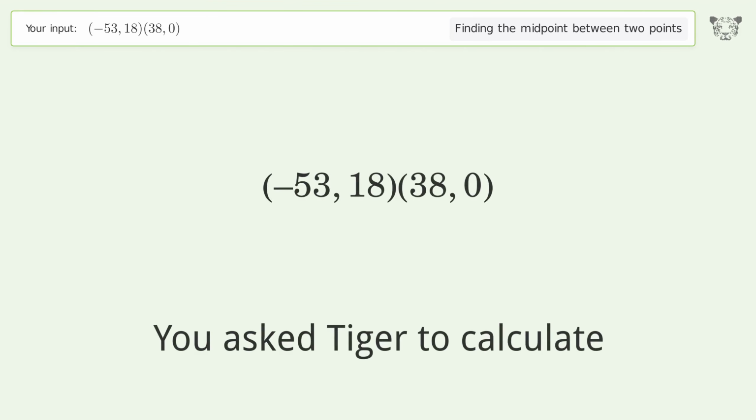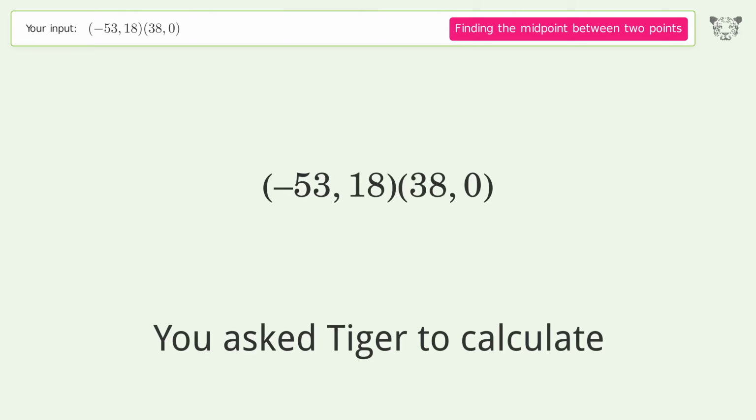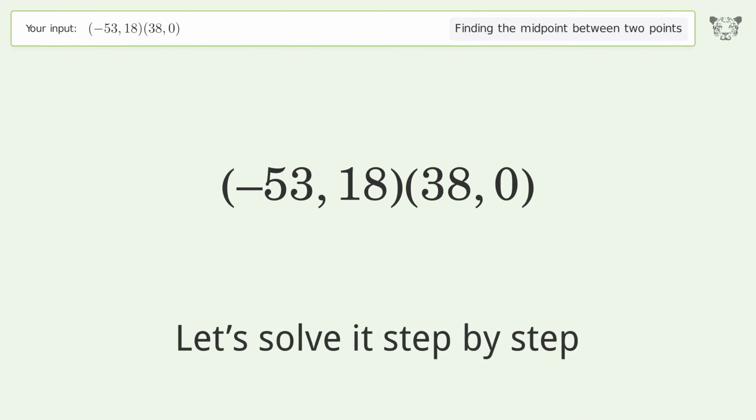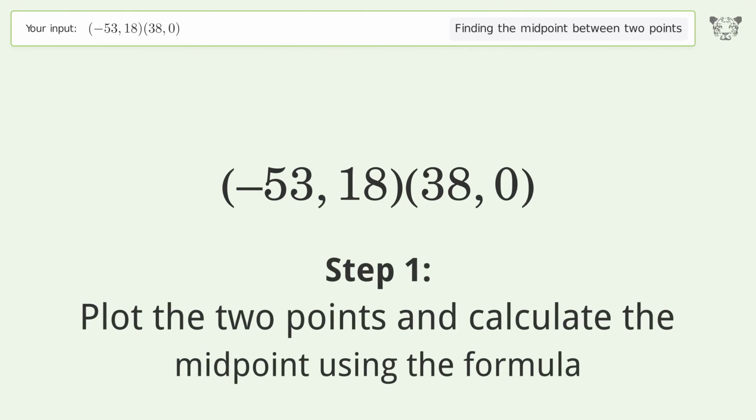You ask Tiger to calculate. This deals with finding the midpoint between 2 points. The midpoint between the 2 points is negative 7.59. Let's solve it step by step. Plot the 2 points and calculate the midpoint using the formula.